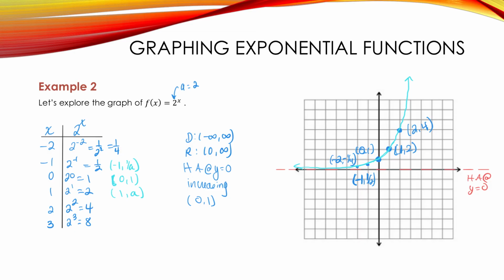And some won't fit unless we change the scale. But we do absolutely see that our domain is indeed negative infinity to infinity. Our range is 0 to infinity. We do have our horizontal asymptote. It is increasing. And we did go through 0, 1.